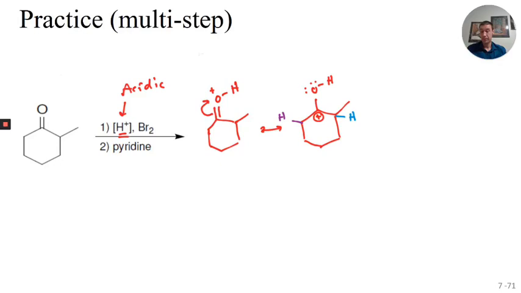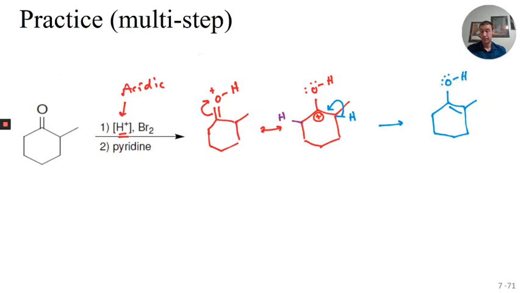Because of the conditions that we're under, acidic conditions, we're going to end up pushing for the more thermodynamically stable product, which means we're going to want the more substituted position. We're going to want to form the elimination, or the enol, in this fashion. And a lot of that has to do with the conditions we're under.